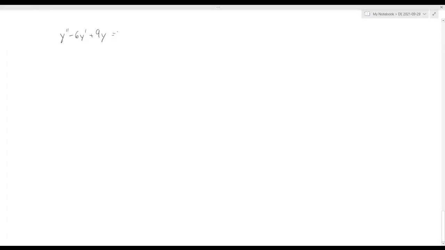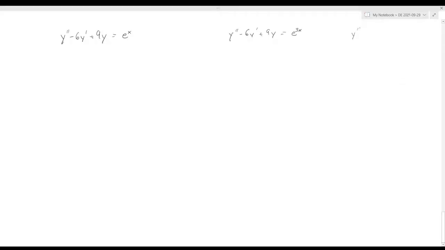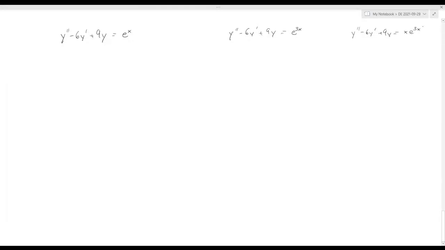All right, so suppose we have y double prime minus 6y prime plus 9y, and that's equal to some non-zero function of x. So let's make it e to the x, and then compare that to what happens when we have e to the 3x, and then compare that to what happens when we have x times e to the 3x.